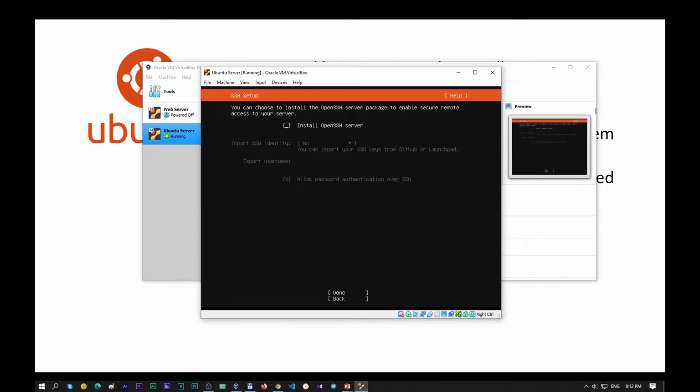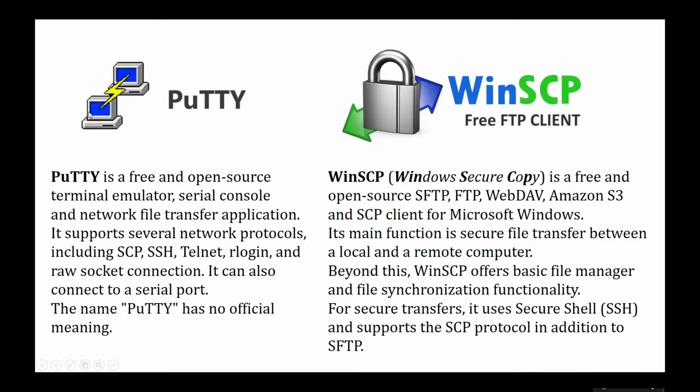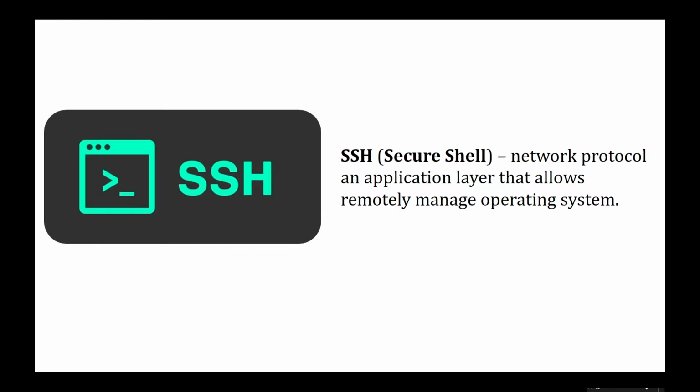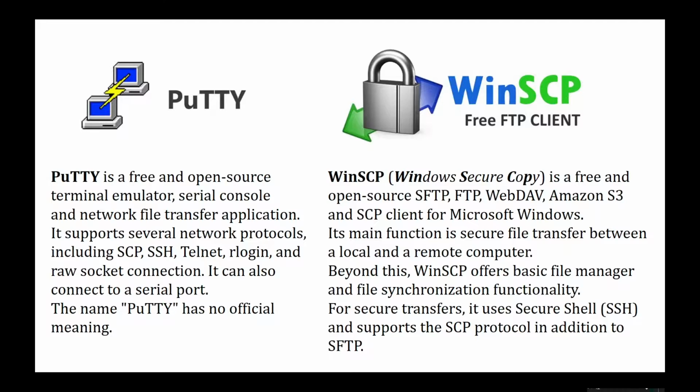Well, and this is the main step of our installation. We need to use and install Open SSH Server. So, well, we use SSH, secure shell. This is the network protocol and application layer that allows remotely manage operating system. We need SSH for our WinSCP free FTP client. We need to use it in future after the installation of our Ubuntu server.